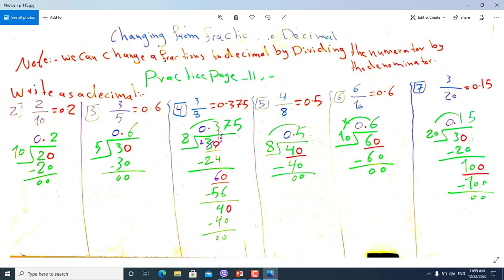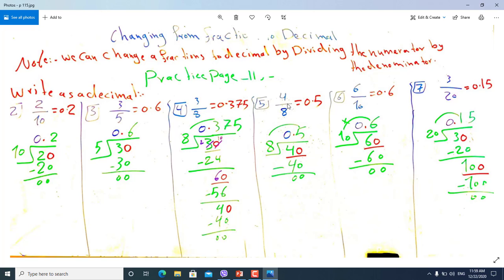60 divided by 8 is 7 because 7 times 8 is 56, the nearest answer to 60. After that, we'll subtract. 60 minus 56 is 4. And this 4 is also a remainder. Also, we can add 0 to divide again. So 40 divided by 8 is 5. 5 times 8 is 40. 40 minus 40 is 0. Now we get it. 3 over 8 is equal to 0.375.